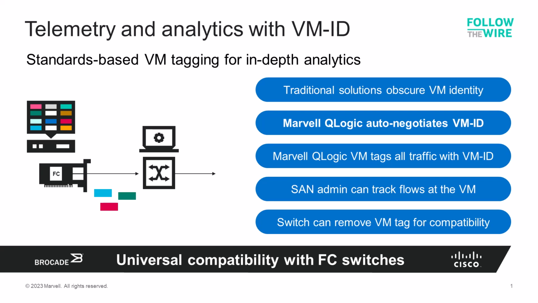QLogic HBAs support VMID with both Brocade and Cisco switches. With Brocade, both the standard, end-to-end VMID, and the tagless VMID are supported. With Cisco, the standard VMID is supported, and tagless is on their roadmap. Check with your Cisco contact to learn more about their implementation timelines for the MDS Fibre Channel switches.